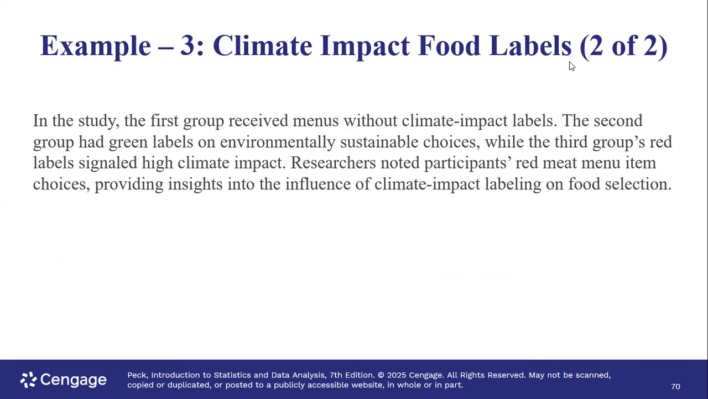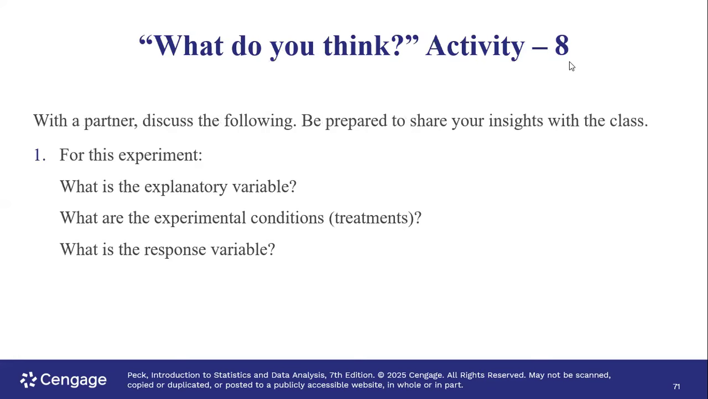In the study, the first group received menus without climate impact labels. So that's why there are three groups. The first group's menus had no climate impact labels. The second group had green labels on environmentally sustainable choices, while the third group had red labels signaling high climate impact. Researchers noted participants' red meat menu item choices, providing insights into the influence of climate impact labeling on food selection.